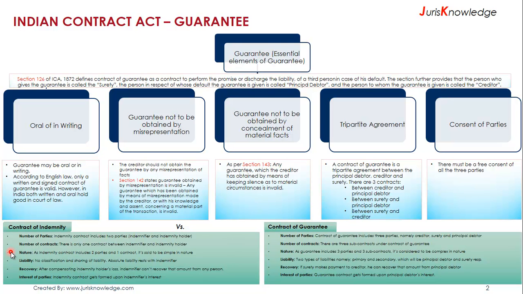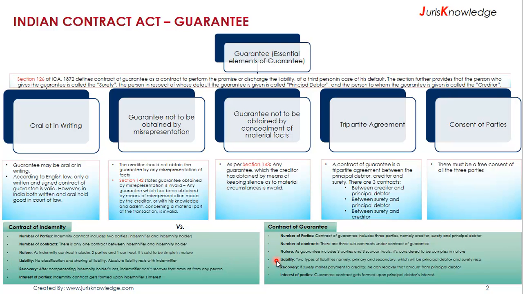Regarding nature, as an indemnity contract includes two parties and one contract, it is said to be simple in nature, whereas a guarantee includes three parties and three subcontracts. It's considered to be a little complex in nature. Regarding liability, no classification and sharing of liability happens in case of indemnity. Its absolute liability rests with the indemnifier.